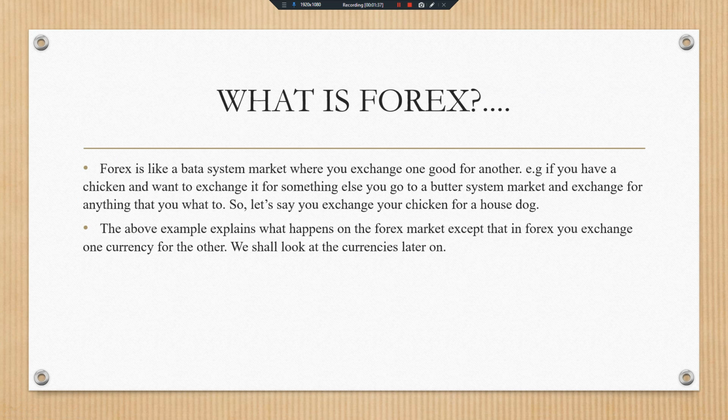For lack of maybe better examples, I would love to use this example. Forex is like a barter system. A barter system of trading is where you exchange one good for the other. For example, if you have a chicken and you want to exchange it for something else, you go to a market where you can exchange that good for another thing, right? So let's say you want to get a house dog. You find a vendor that is there, you give them the chicken and they give you a house dog. That is what happens in Forex trading.